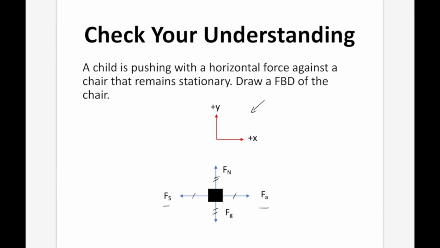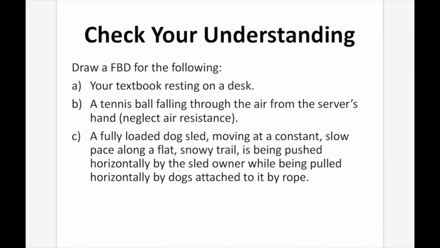Check your understanding. Draw a free body diagram for the following. A, your textbook resting on a desk. B, a tennis ball falling through the air from the server's hand, neglect air resistance. And C, a fully loaded dog sled moving at a constant, slow pace along a flat, snowy trail while being pulled horizontally by the dogs attached to it by a rope. So pause the video and answer these three questions.